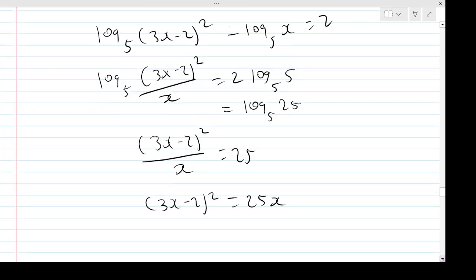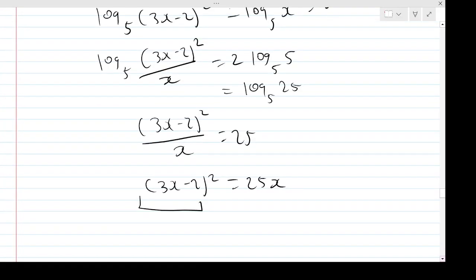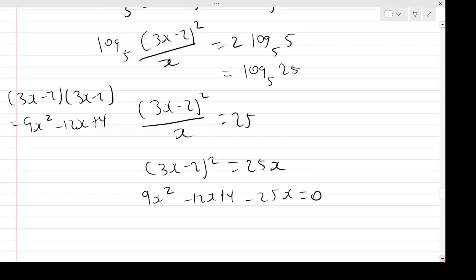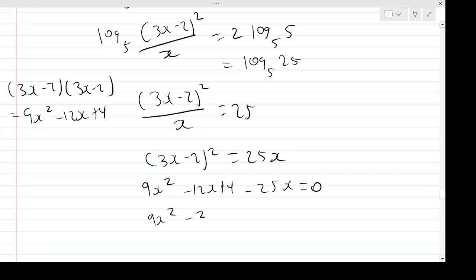Then if I expand this bracket here, that would be 9x squared, take away 6x, take away another 6x, so 12x, add 4. So 9x squared, take away 12x plus 4, and then I'm going to move the 25x to the other side to set it to 0. Now I've got a quadratic, so 9x squared, take away 37x, add 4 equals 0.